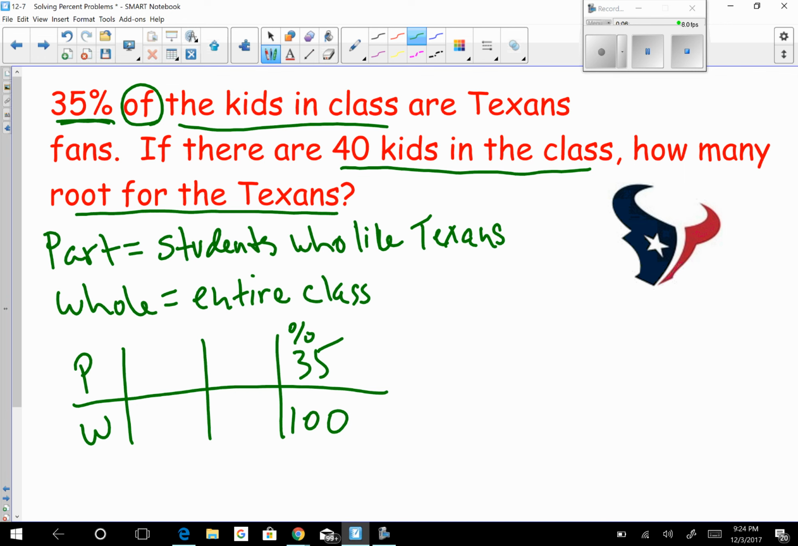Do we know that? No, because it's asking us how many. So we have to put our question mark in there. Whole is the entire class. Do we know the entire class? Yes, there are 40. So we put that in the whole part. And now we got to figure out how can we go from 100 to 40, because you want to go from completed to incomplete. So 100 to 40. Can you go directly? No, but we can divide both 35 and 100. Let's divide both of those by 5.